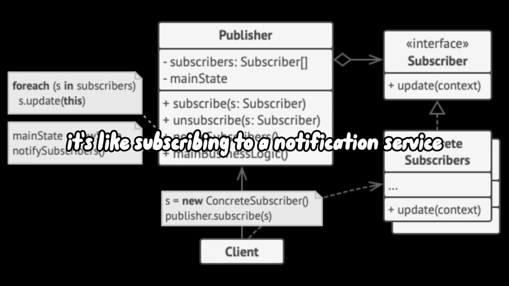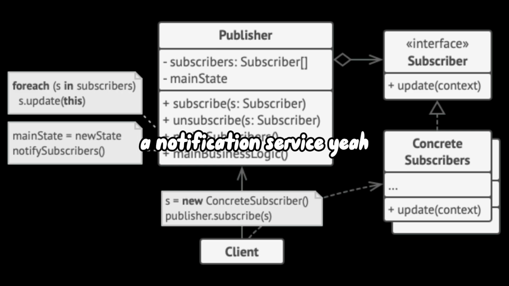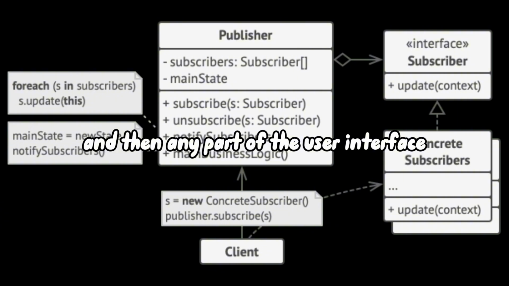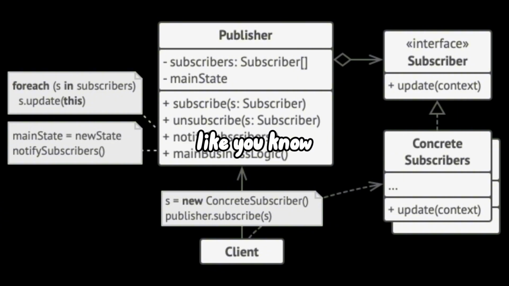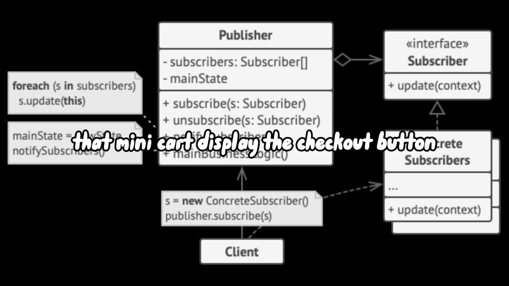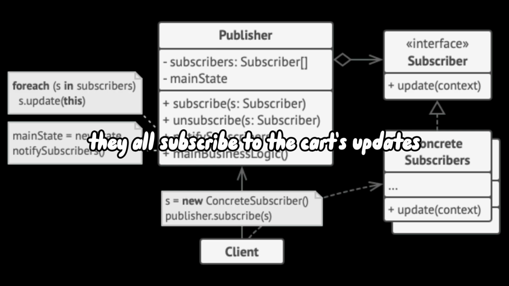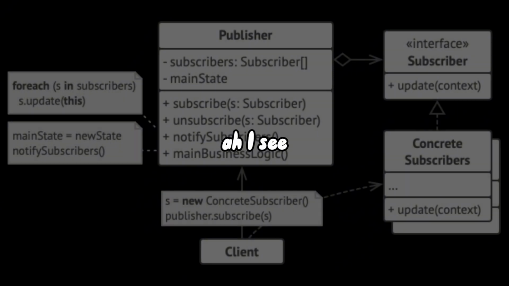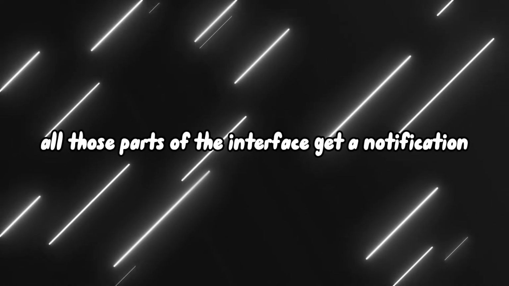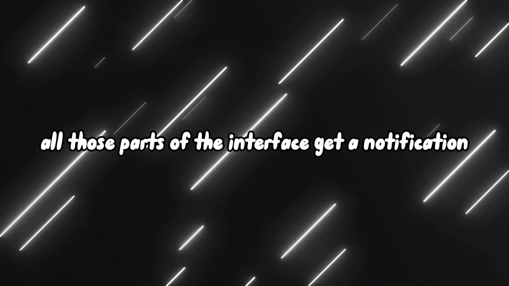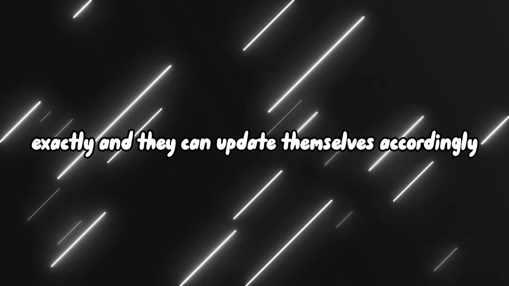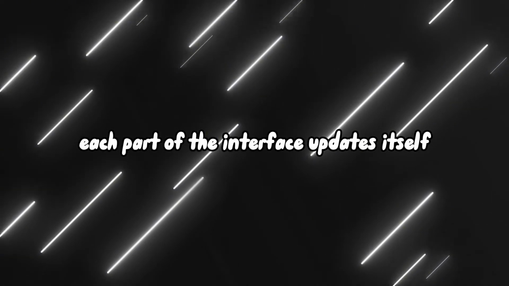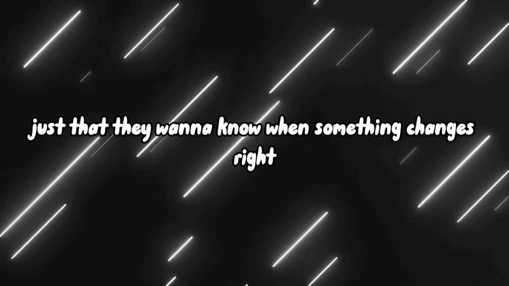It's like subscribing to a notification service. Think of it this way. The shopping cart is like a publisher. And then any part of the user interface that needs to know when the cart changes, like the mini cart display, the checkout button, those things, they all subscribe to the cart's updates. So it's like they're all saying, hey, keep me posted. I see. So whenever something in the cart changes, all those parts of the interface get a notification. Exactly. And they can update themselves accordingly. The cool thing is that the shopping cart doesn't need to know exactly how each part of the interface updates itself. Just that they want to know when something changes.